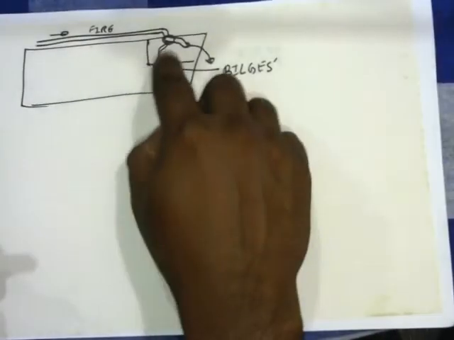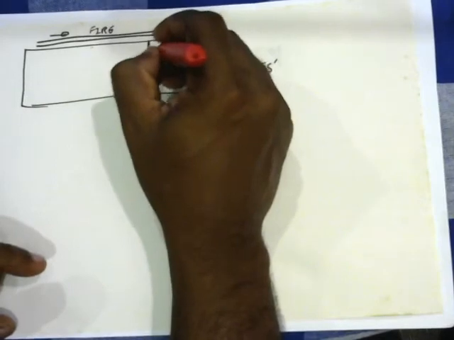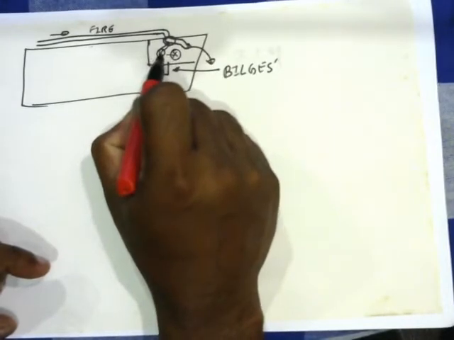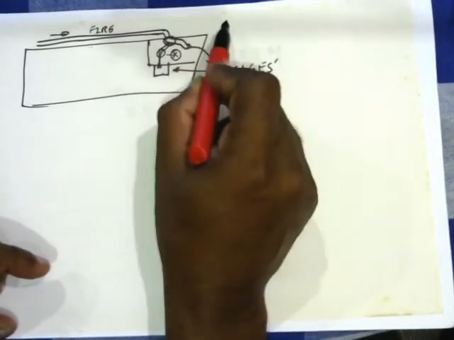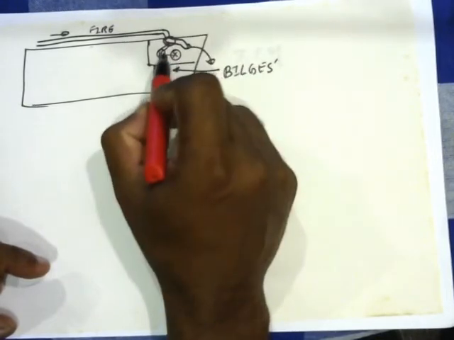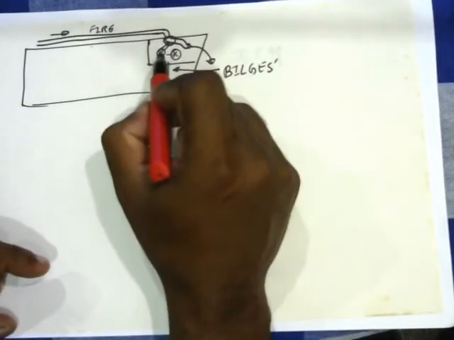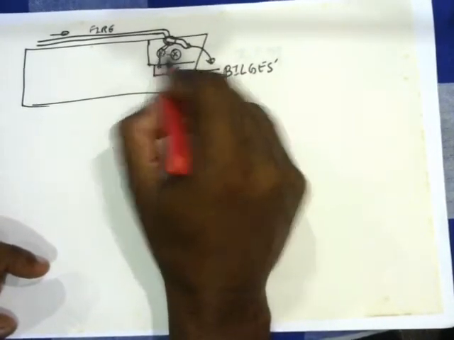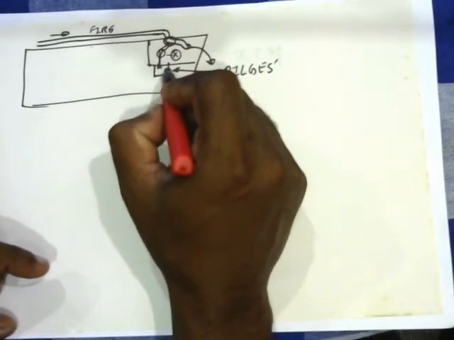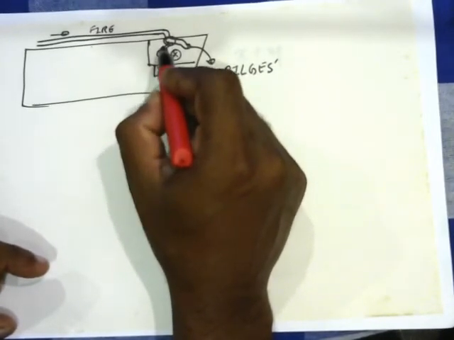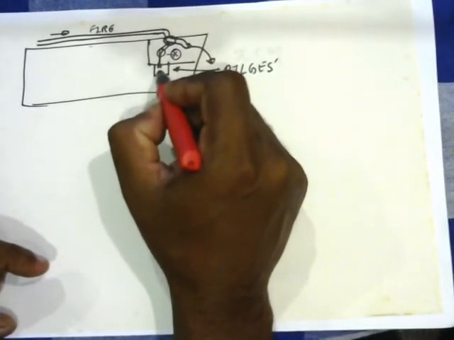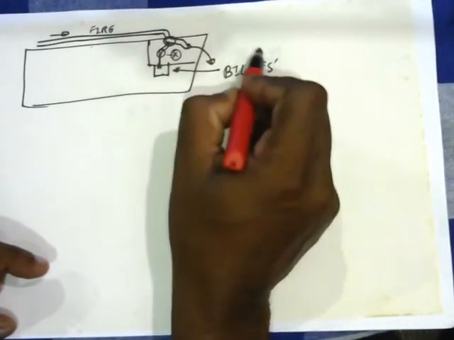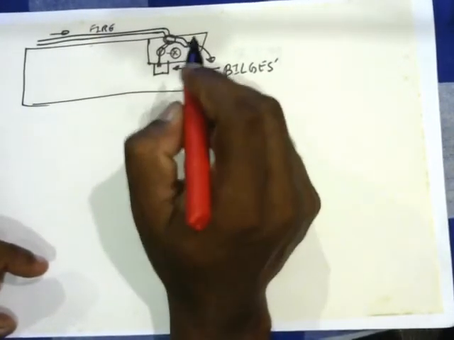And remember that before opening this valve, the static pressure here should drop below the atmospheric pressure. Only if the static pressure drops below the atmospheric pressure will this water be pushed up. Otherwise, you will be filling the bilges system. If the pressure here is more than the atmospheric pressure, you will be filling up the bilges system.